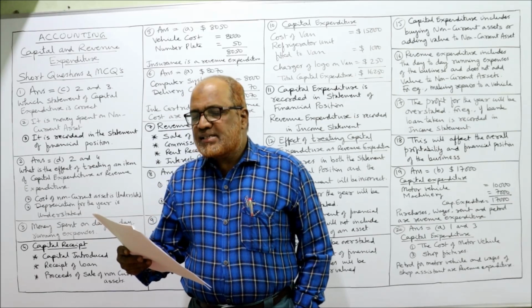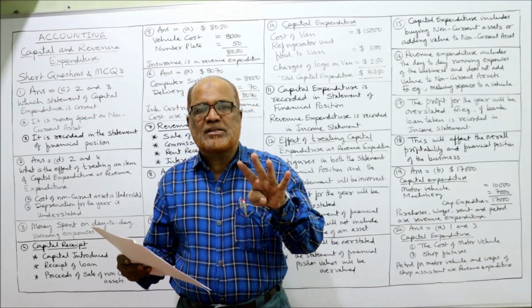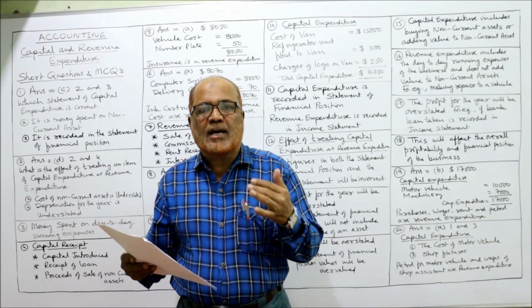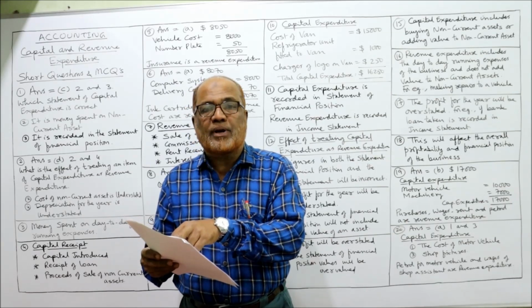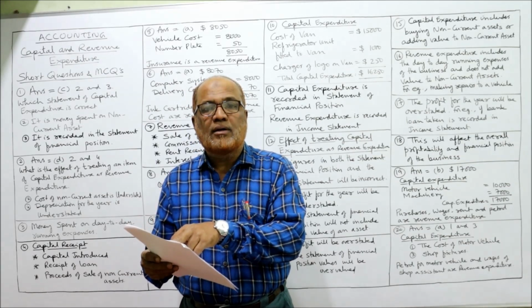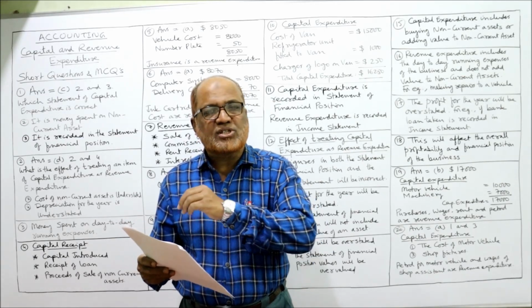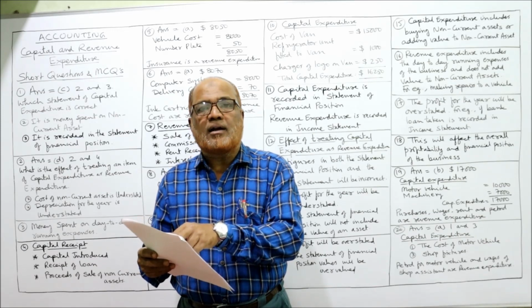First one: which statements about capital expenditure are correct? Four statements are given. Out of these four, which statements are correct? The first statement: it is money spent on day-to-day business operations. Absolutely not. Capital expenditure is not day-to-day running expenditure. First statement wrong. Second: it is money spent on purchasing non-current assets.